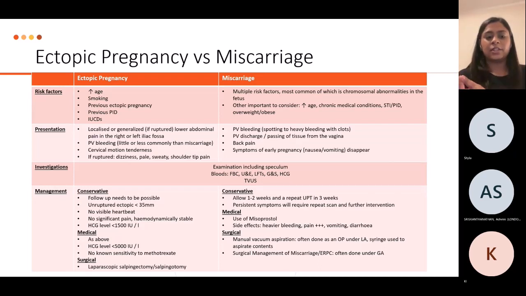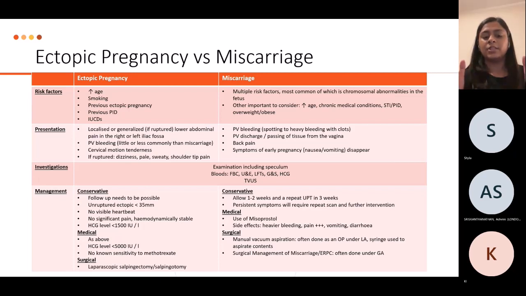Ectopic versus miscarriage. Now, there are risk factors which are often very similar, things like increasing maternal age, if you have certain chronic medical conditions, if you smoke, and specifically for ectopic pregnancies, if you've had a previous ectopic or you've got an intrauterine contraceptive device in place, or even previous evidence of PID or STIs, and you're at greater risk of an ectopic.